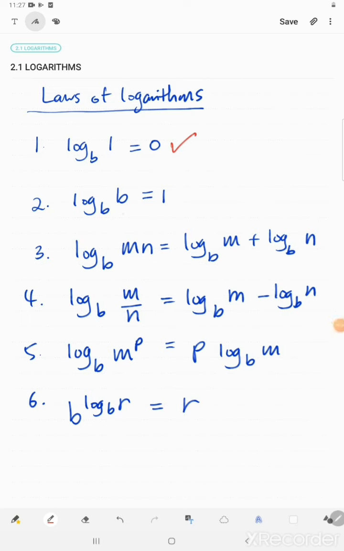Law number 2, when you see log base b of b is equal to 1. You can test. Press your calculator. Let's say I have log 5 base 5. How can we check? Log 5 divided by log 5. You can see we have a similar item, so we are dividing the same item, which is actually equal to 1. So this is law number 2.